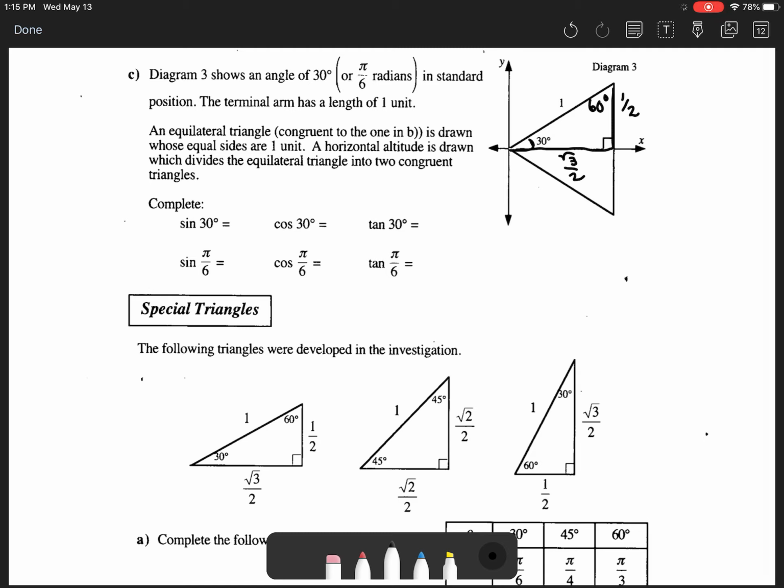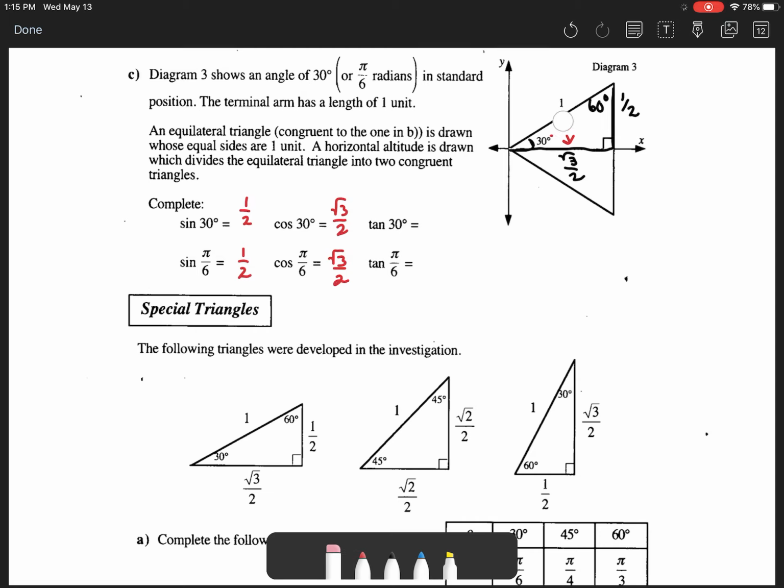So when I fill in the ratios, sine of 30, remember sine is opposite over hypotenuse, so that's 1/2 over 1, that's 1/2, and I can fill that in for both of these, they're the same angle, but one in radians, one in degrees. Cosine of that 30-degree angle will be the adjacent side over the hypotenuse. So root 3 over 2 over 1, which would be root 3 over 2. And again, I'll fill that in for both degree and radian.